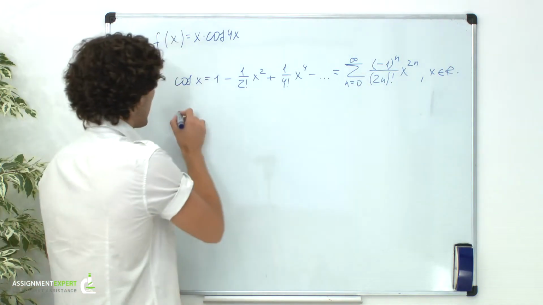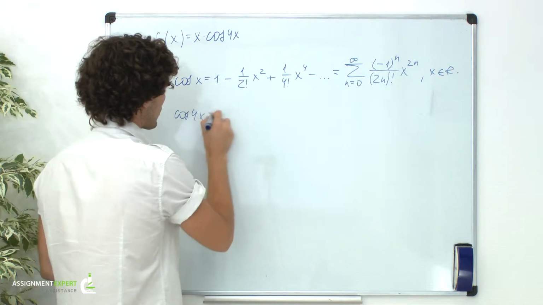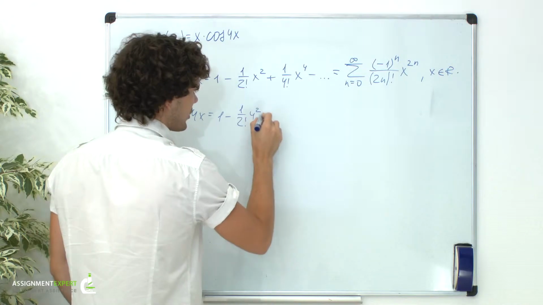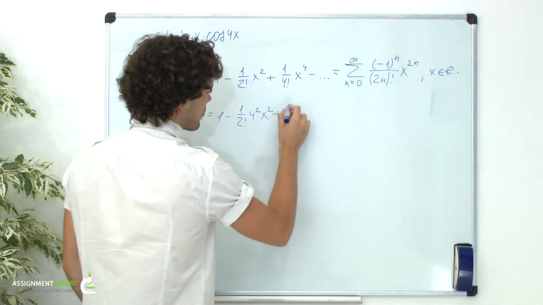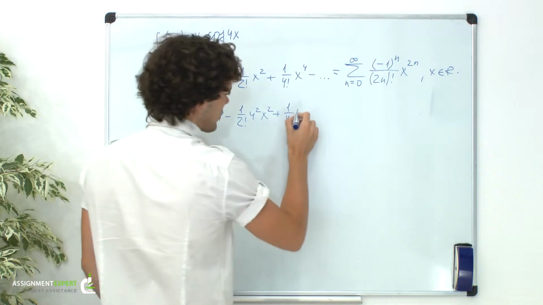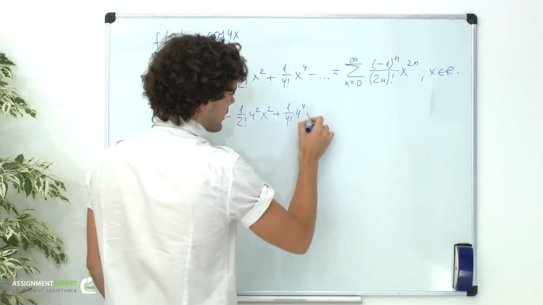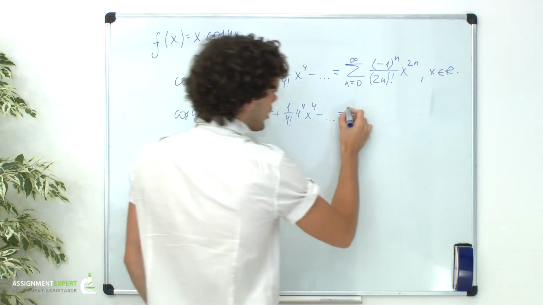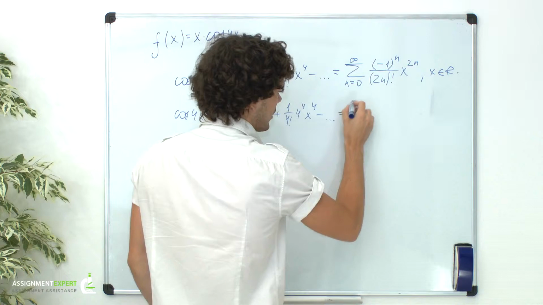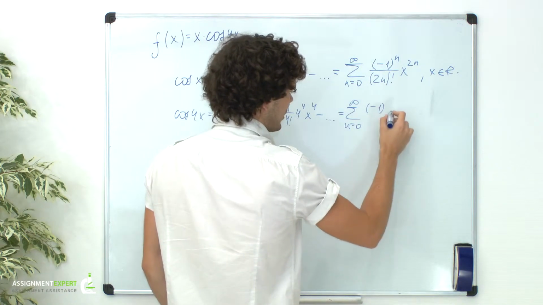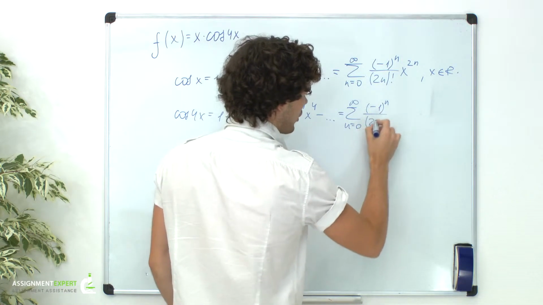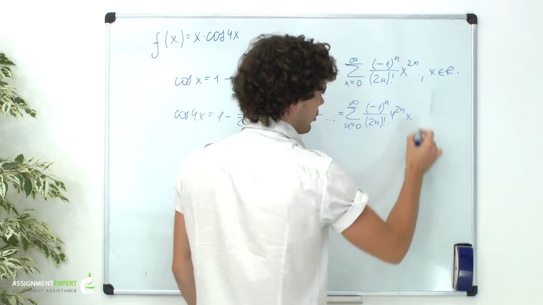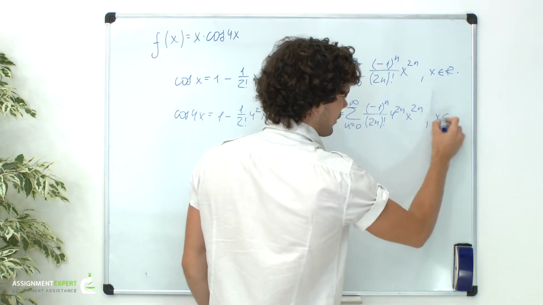Let's do this. Cosine of 4x equals 1 minus 1 over 2 factorial times 4 squared times x squared plus 1 over 4 factorial times 4 raised to the 4th power times x raised to the 4th power, and so on. Or it's a sum for n from 0 to infinity of negative 1 raised to the power of n over the factorial of 2n times 4 raised to the power of 2n times x raised to the power of 2n, also for real x.